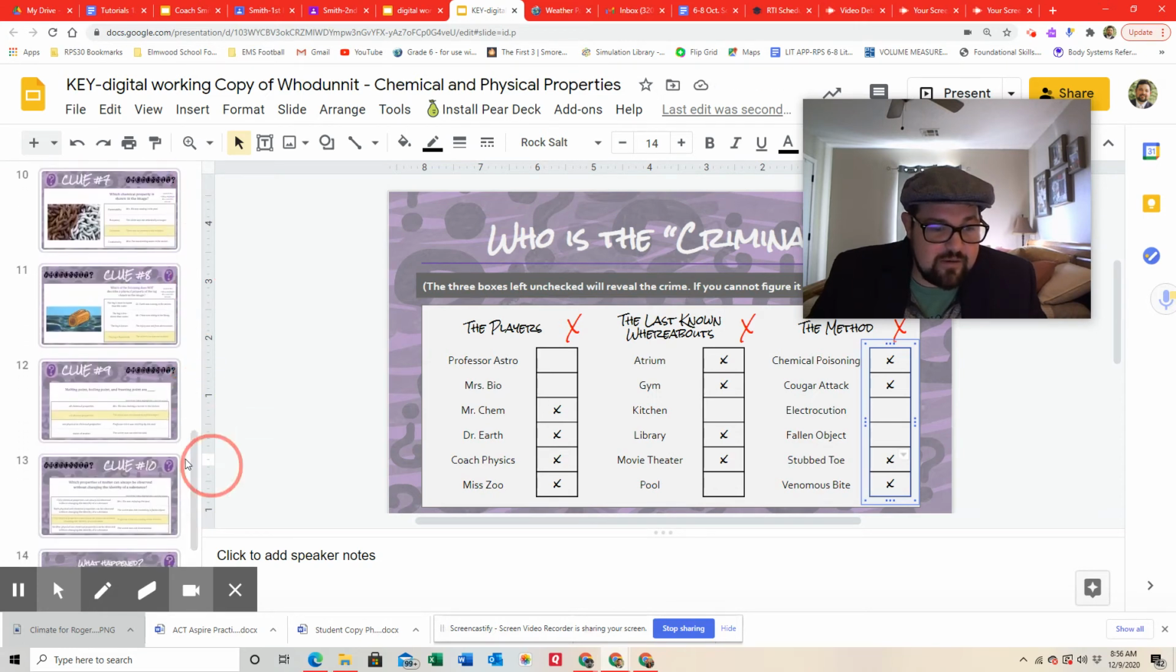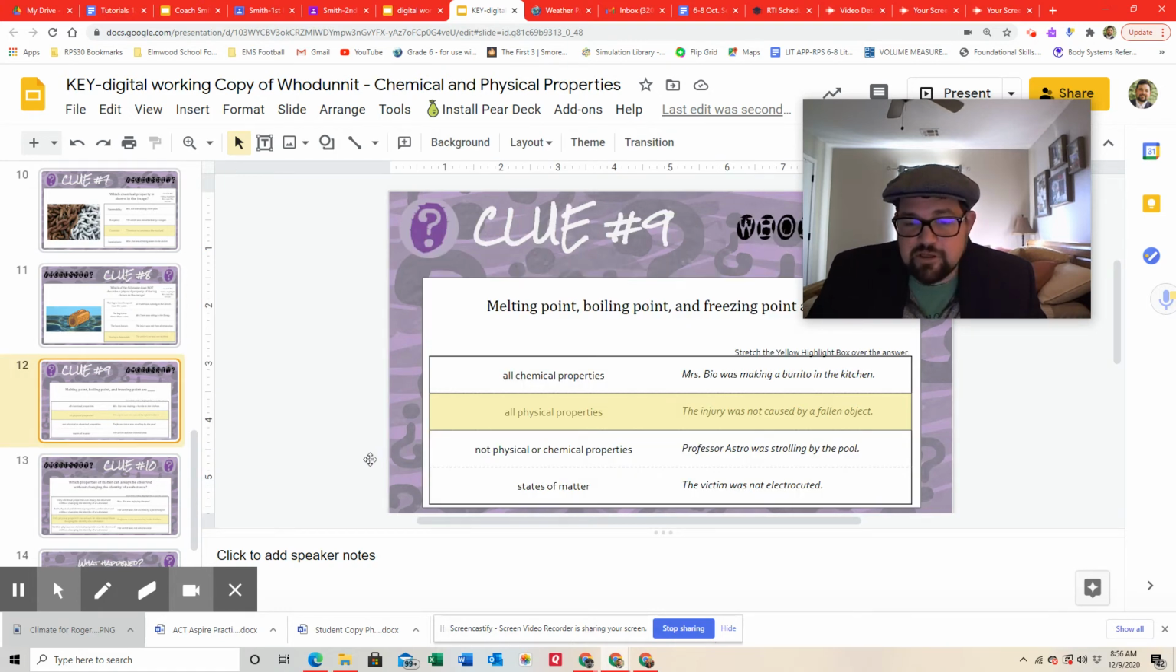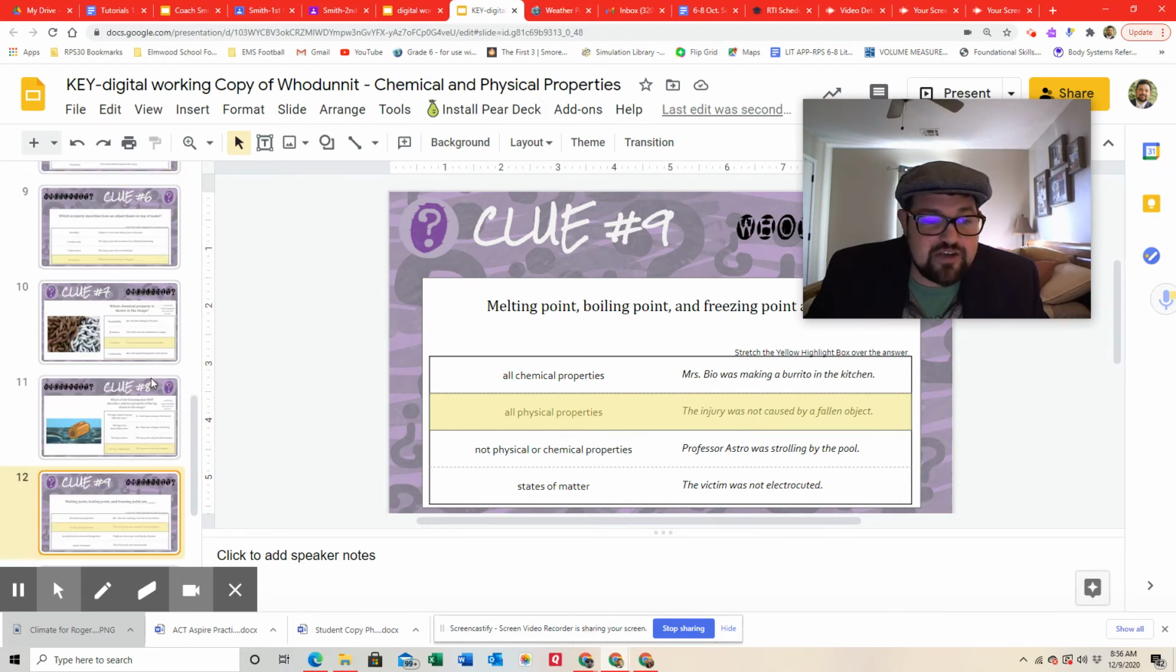All right, so here we are. Clue number 9. Melting point, boiling point, and freezing point, or changes in matter, basically, are all physical properties, right? Like water, when it freezes, it's still H2O. It's just frozen H2O, right? Sometimes in the wintertime, it's all these pretty little snowflakes. But because of that, we know the injury is not caused by a fallen object.